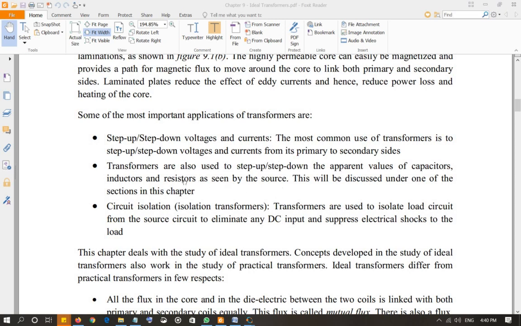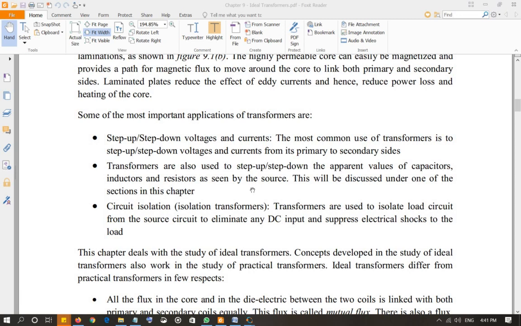Also, transformers are used to step down and up the values of resistors, inductors and capacitors which are connected on the secondary side. So on the primary side, the source sees a different value. And likewise, if you look from the secondary side towards the primary side, then on the load side you also see different values of the components that are connected on the primary side.